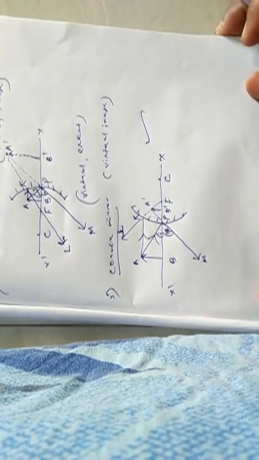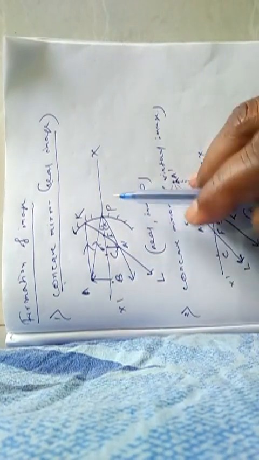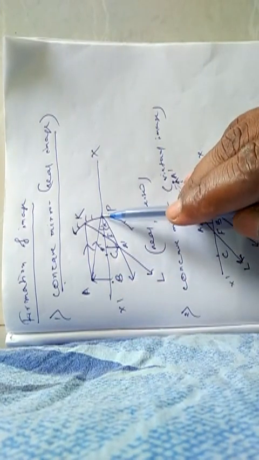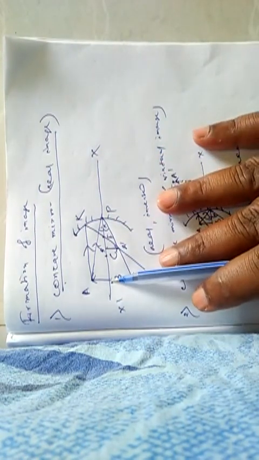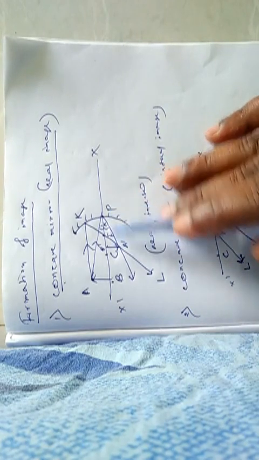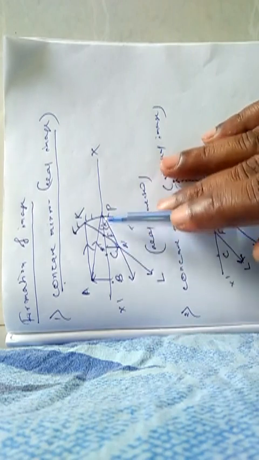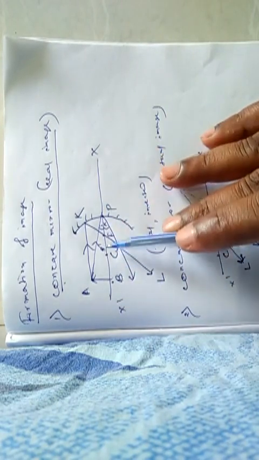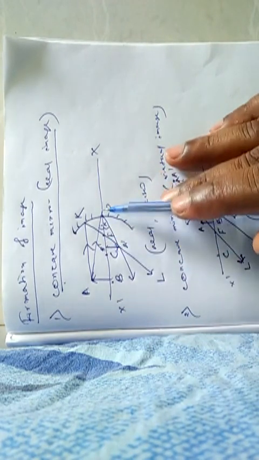Remember, here AB is object and this is pole. Distance of object from pole means PB. PB is called object distance. And distance of image from the pole is called image distance. PB dash is called image distance. PB is object distance and PB dash is image distance. And PF is focal length.